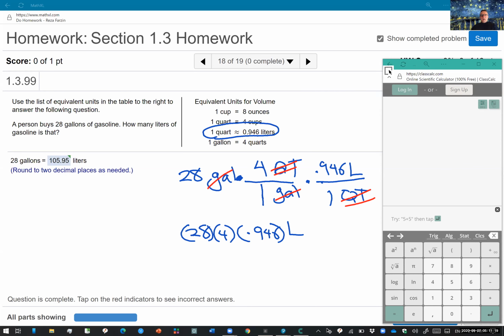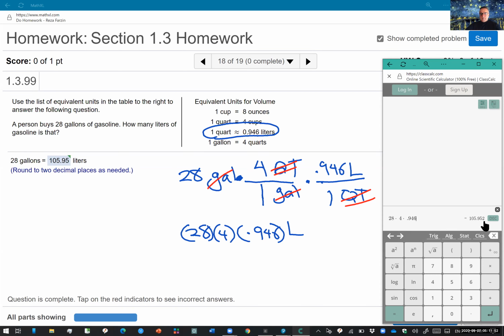All right, so let's go ahead and type in. So we have 28, right? Times what? Times 4 times 0.946. And that's where the 105.95 comes from. You see that? The only thing is it says round to 2 decimal places as needed. So that's why the 2 was dropped, right?